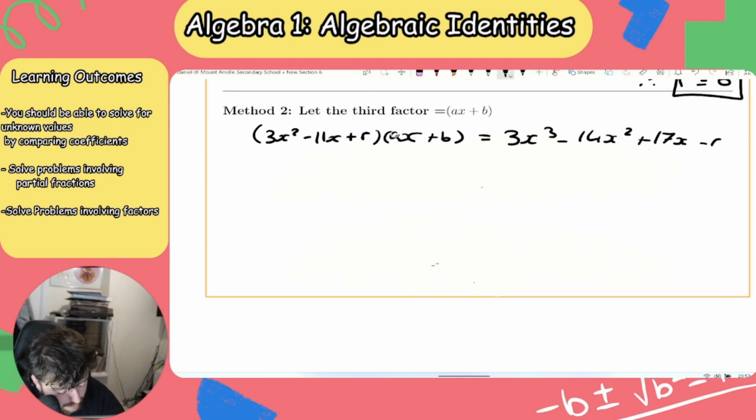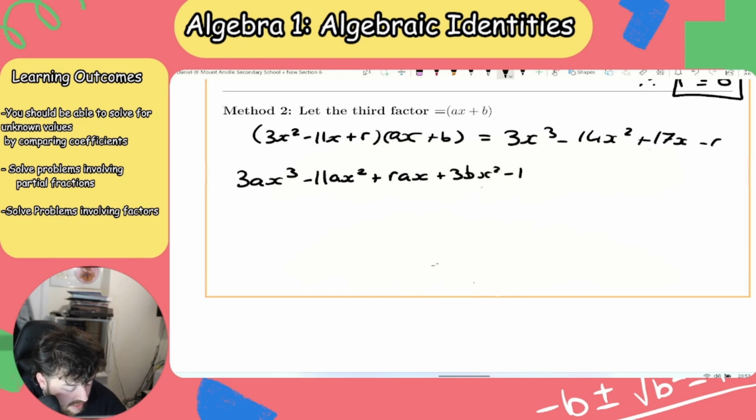So I'm going to have here ax times 3x squared is 3ax cubed. ax times minus 11x is minus 11ax squared. ax times k is plus kax. b times 3x squared is plus 3bx squared. b times minus 11x is minus 11bx. And then b times k is plus kb.